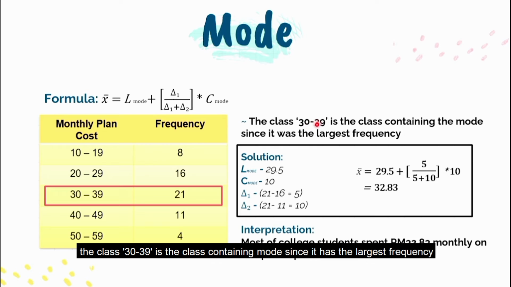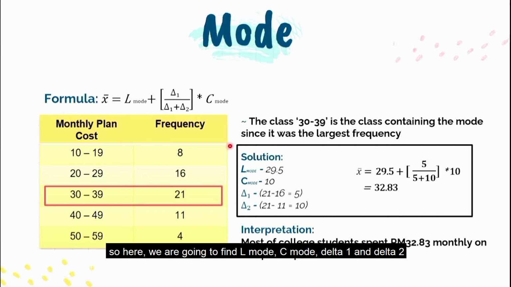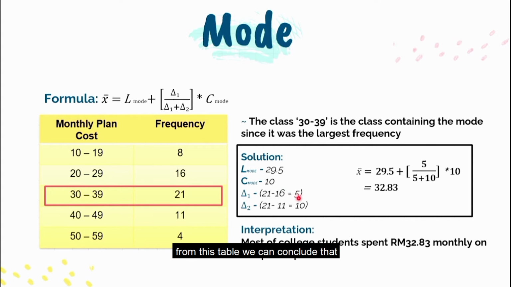The class 30 to 39 is the class containing the mode since it has the largest frequency, which is 21. So here we are going to find L mode, c mode, delta 1 and delta 2. The lower boundary of the class containing the mode is 29.5 and c mode, the width of the class, is 10. From this table, we can conclude that delta 1 is equal to 5 and delta 2 is equal to 10. Now we put all of these values in the formula. The answer will be 32.83. The interpretation is that most of the college students spend 32.83 ringgit monthly on a cell phone plan.